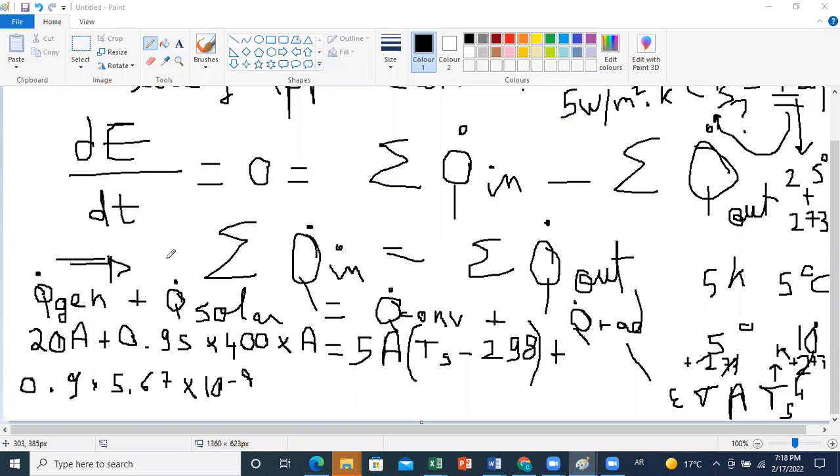Okay, so we replaced each flux by its expression. We were finding the expression of Q dot radiation. So we replaced epsilon by the value given, which is 0.9. The Boltzmann constant is 5.67 times 10 to the power minus 8, times the area, times the temperature of the surface to the power 4. So this should be equal to 0.